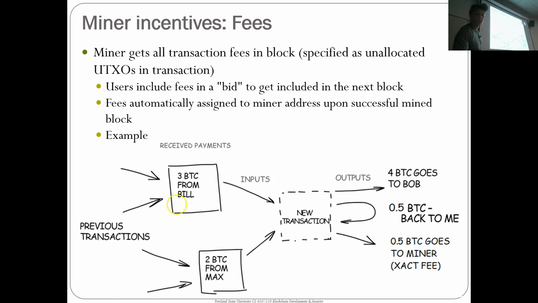Say I have a new transaction as a wallet, and I know I have previously received 3 Bitcoin here, 2 Bitcoin here. And if I have a new transaction that says I want to send 4 Bitcoin to Bob, and then I want my change back, 0.5 Bitcoin, but I know I need to spend 0.5, then I have this in my transaction, and anything that's left over will get sent to the miner as a transaction fee. And that's how the UTXOs work, so that you can pay the transaction fee over to the miner.